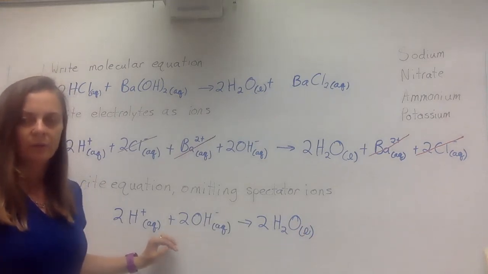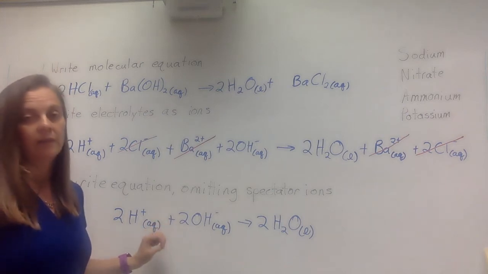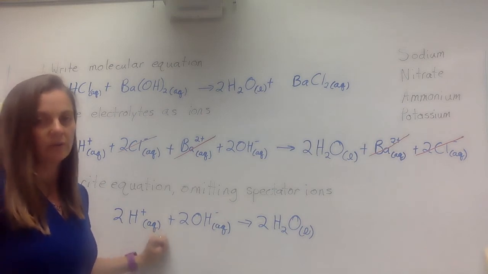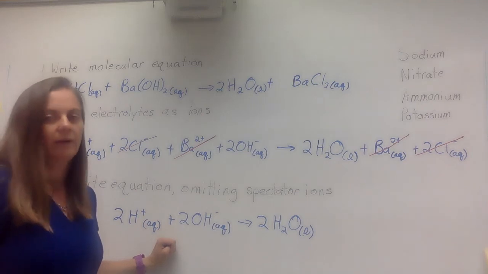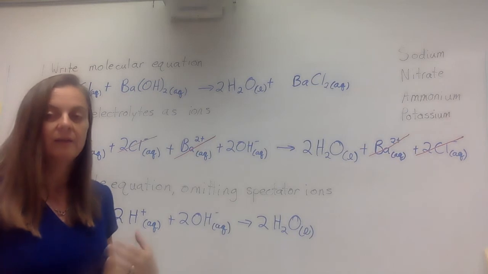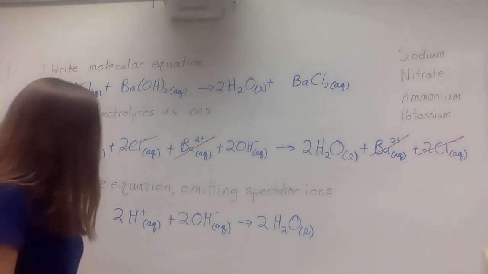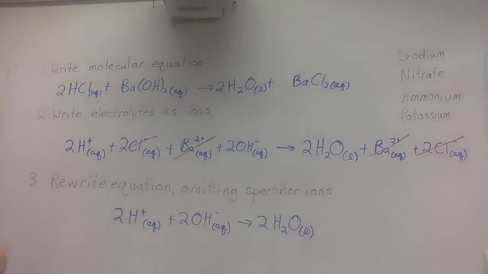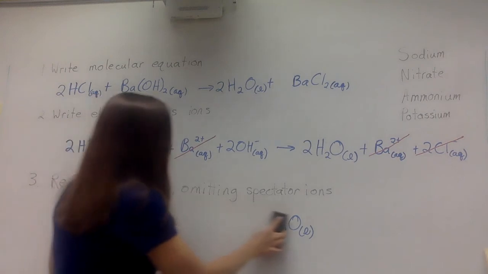If you have a strong acid and a strong base, the net ionic equation for an acid-base reaction is always going to be hydrogen ions plus hydroxide ions makes water. Now, if you have weak acids or weak bases that don't dissociate completely, then we're starting from a different place. So we'll talk about those as an exception. All right, let's do one more just like that, and then we'll talk about that exception.